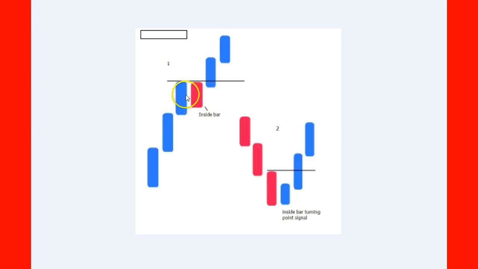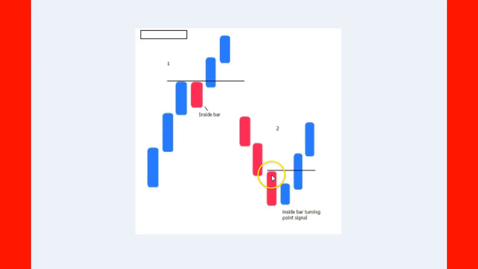Generally, what you look for is when you have an inside bar, a break of the previous bar in either direction, which will give you an indication of where the market possibly wants to go. For example, here, this is another inside bar. The body of the current candle is smaller than the body of the previous candle. So what you would do is just wait for the break.